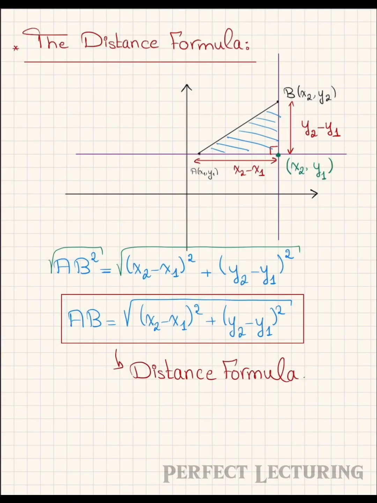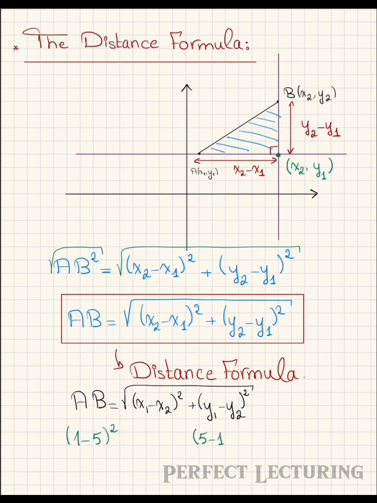A final remark regarding the distance formula. Since we have squares on x2 minus x1 and y2 minus y1, we can also say that AB is equal to the square root of (x1 minus x2) to the power of 2 plus (y1 minus y2) to the power of 2. So this is not going to affect the answer because of the square. For example, if we have (1 minus 5) squared and (5 minus 1) squared, the first one gives us (-4) to the power of 2, so that is 16. And the second one gives us 4 squared, which is equal to 16.